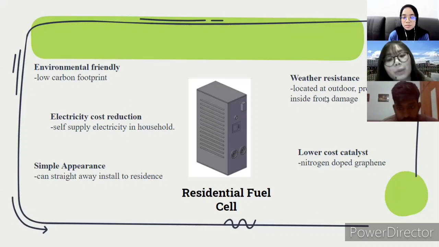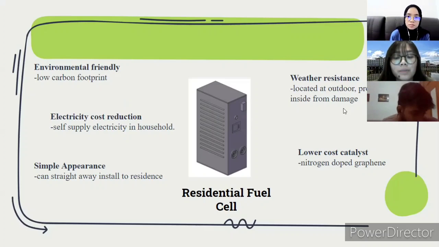And the fourth will be the weather resistance, as this fuel cell is going to be located outdoors. So it is weather resistant, to prevent rainwater and rust in order to protect the device inside from damage. Lastly will be the low-cost catalyst, which is a modification on our product. We're using nitrogen doped graphite instead of platinum as the common one, because platinum has a high cost and is also depleting. This is the reason that we're choosing nitrogen doped graphite as our catalyst in this product.